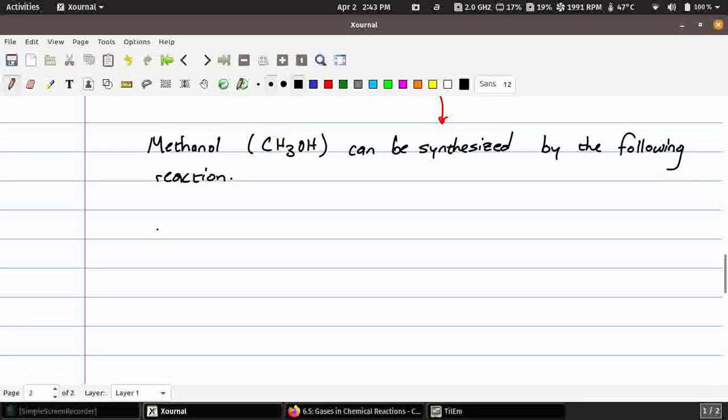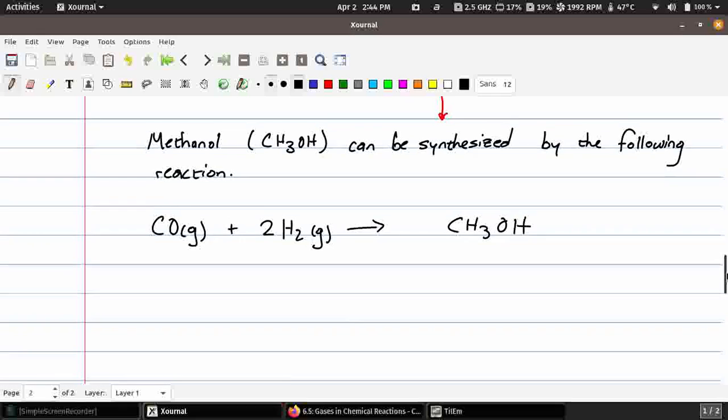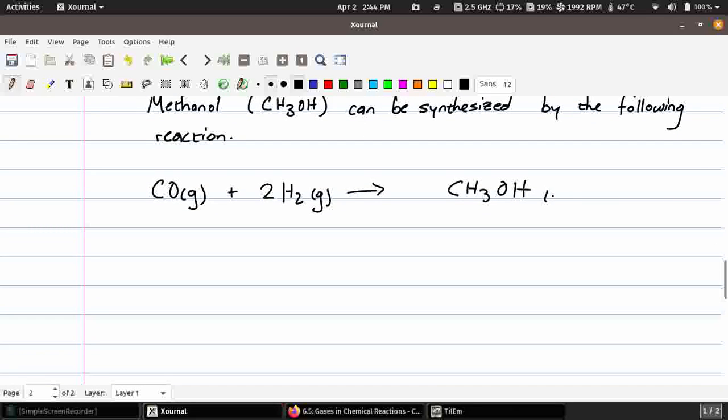So, CO2, I think. Oh, no, wait. Carbon monoxide. Sorry, my handwriting was pretty atrocious on these notes, so it's hard to read. CO gas plus 2H2 gas is equal to CH3OH. Alright, so this is the reaction, and this would be a gas.